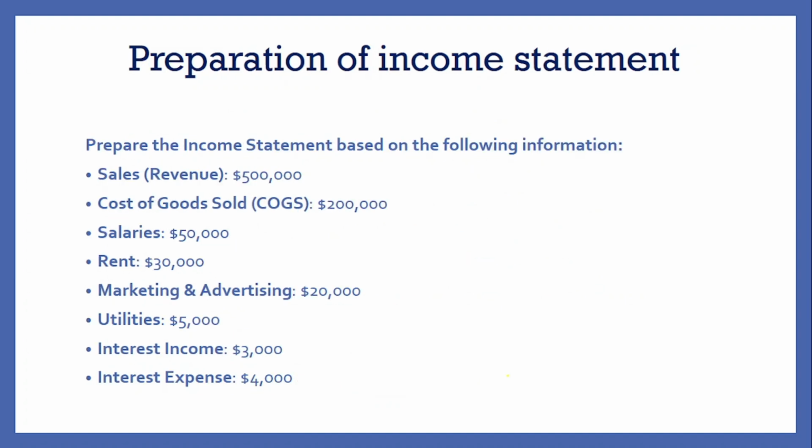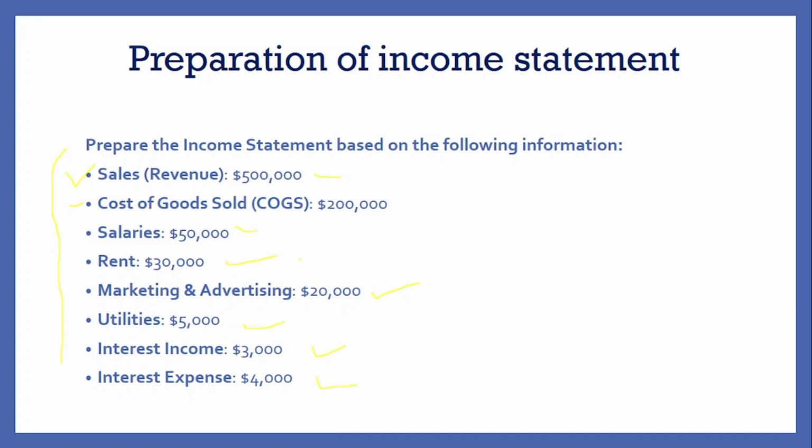We will go through an example for preparation of an income statement. So here is a practical example, a business case. There is a sales revenue of 500,000. The cost of goods sold in this case is 200,000. There is a salary or operating expense of 50,000, also the rent of 30,000, the marketing and advertising expense of 20,000, and utilities expense of 5,000. There is an interest income of 3,000 and interest expenses of 4,000. So this is a case to prepare an income statement.